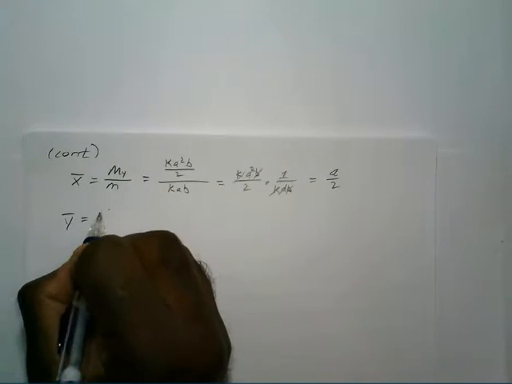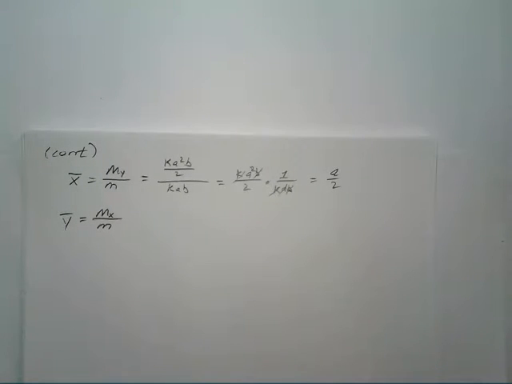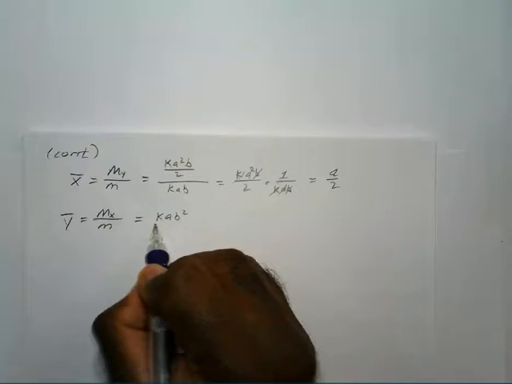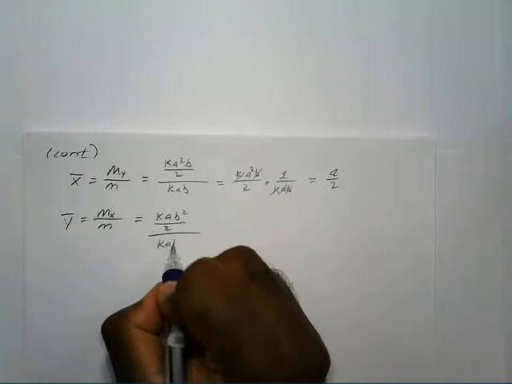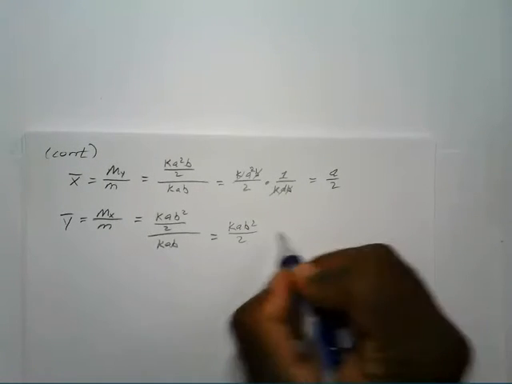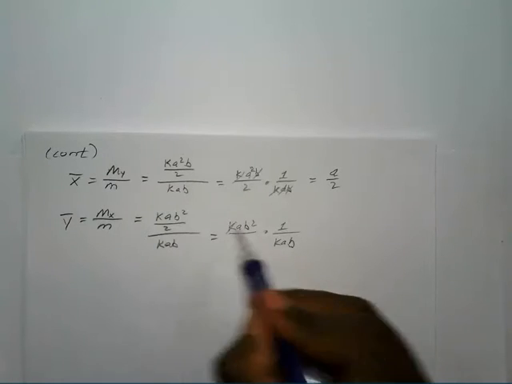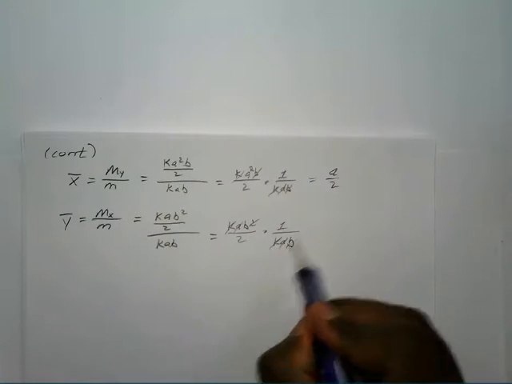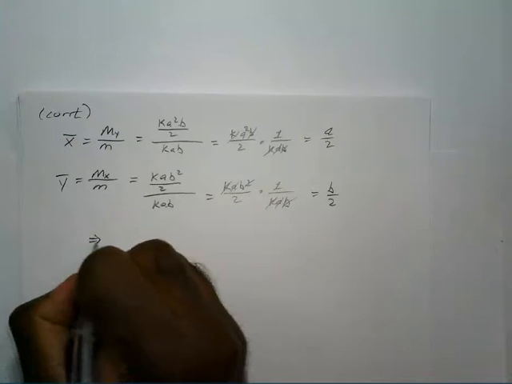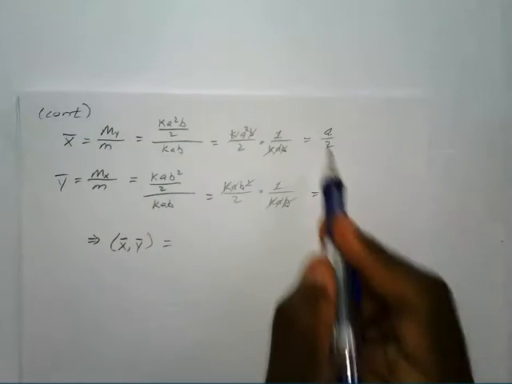So our y bar, which is the moment of mass in the x direction over our mass, is equal to k a b squared over 2 divided by kab, which of course, if you wanted to break that down, would be k a b squared over 2 times 1 over kab. Okay, so the k cancels out, the a cancels out, and one of your b's cancels out. So you get b over 2. Okay, so our center of mass is just a over 2, b over 2.